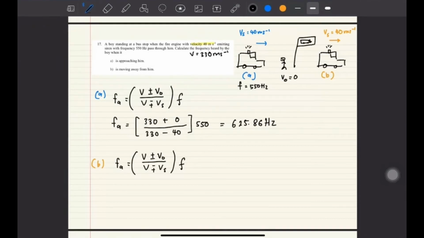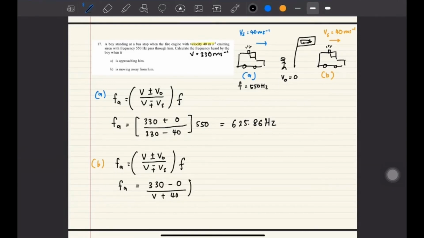Now the fire engine is moving away from him. So this action, does it increase the frequency ataupun lower down the frequency? Lower down the frequency. So nak ambil pair yang atas ke yang bawah? Bawah. Okay, good. So FA equals to 330 minus 0 sebab dia tak bergerak, V plus source which is 40. And don't forget to multiply.